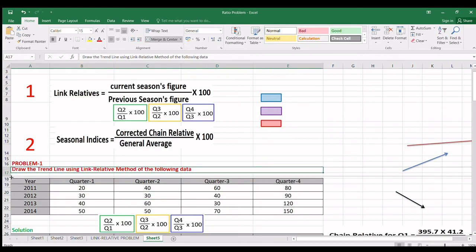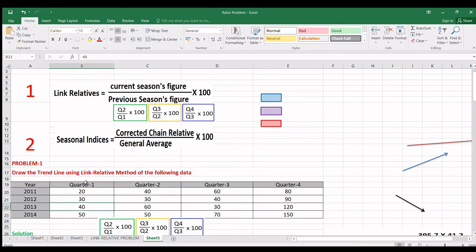So I have this question. Here, quarter 1 data, quarter 2 data, quarter 3, quarter 4 of the respective years 2011 to 2014. So four years of data is divided into four quarters. I have the data, right? By using the formula of link relative, I have to first find the link relative of this given data.